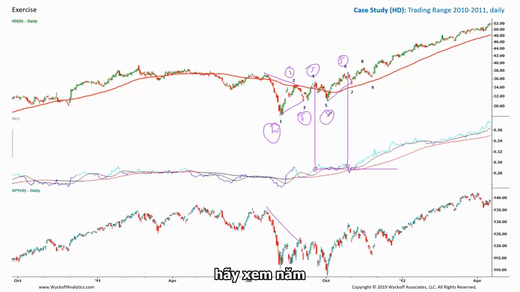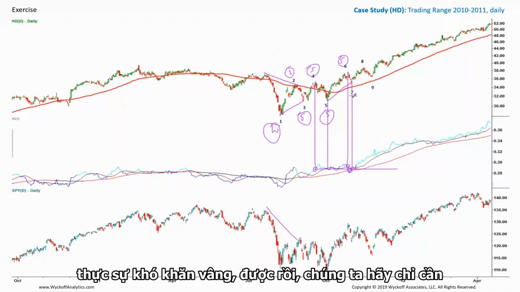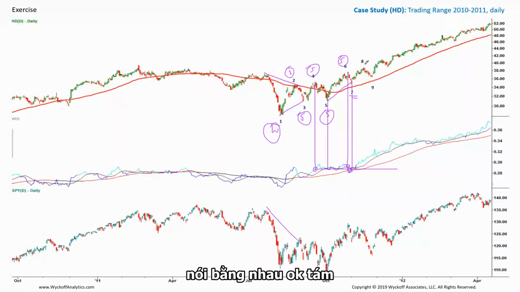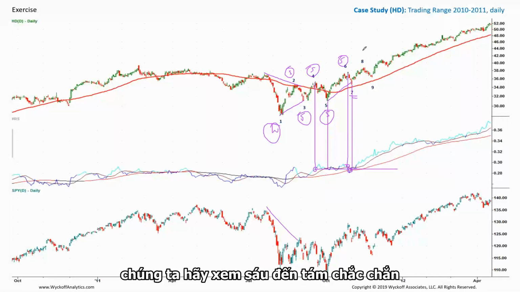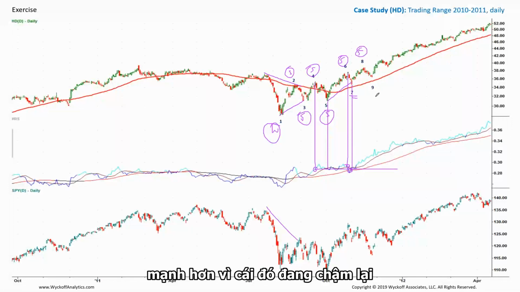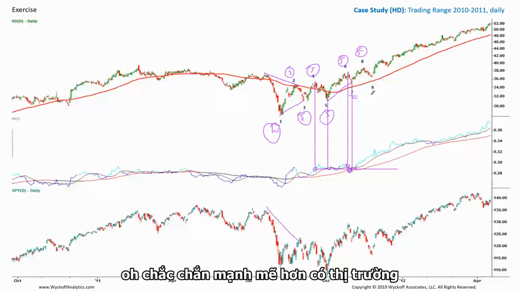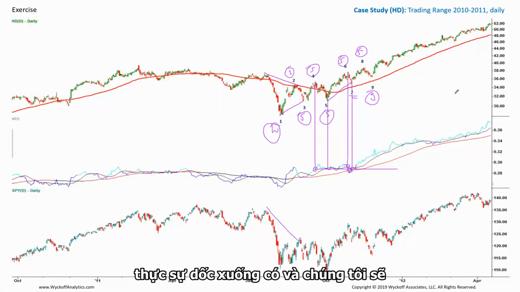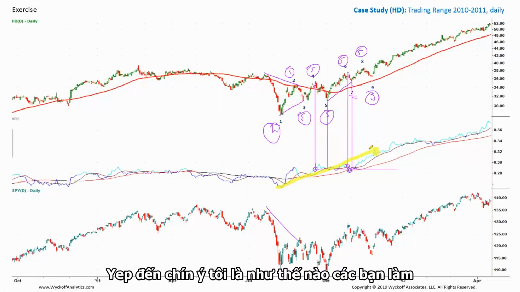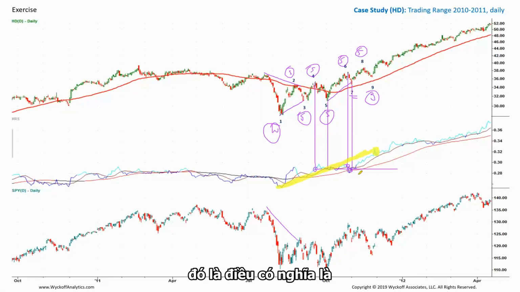Let's see, 5. You have to draw that one out too. It's hard to tell, really tough. Let's just say equal. 8, let's see, 6 to 8, definitely stronger because that one's sloping down. 9, definitely stronger, the market's actually sloping down. And we look at the relative strength line, from this low to 9, what do you guys see? It's a no-brainer.